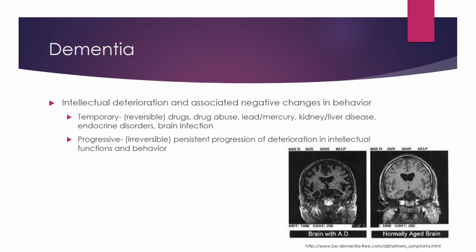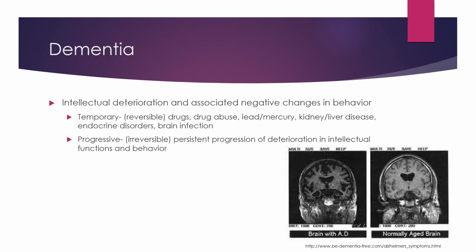So dementia is a gradual deterioration with associated negative changes in behavior. So there are temporary dementias, meaning that they're reversible, and it can be due to drugs or drug abuse. It could be because of lead or mercury exposure or poisoning, kidney or liver disease, endocrine disorders, or a brain infection. So that doesn't mean that the person can go back to 100%, but they might return to 95 or 80%, down from 50% functioning. So their brain's not going to just magically fix itself, but it can improve.